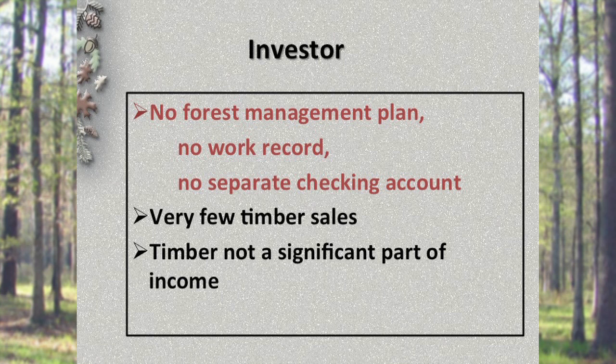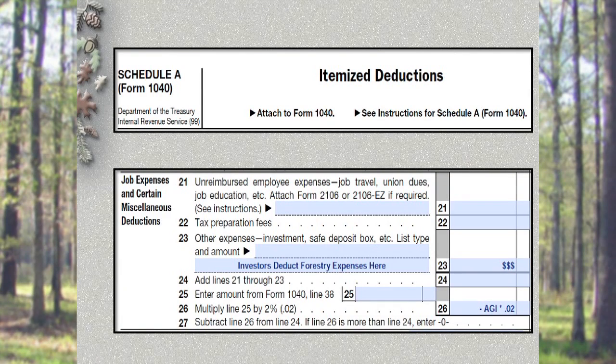If you don't have very many timber sales, and timber is not a very important part of your income stream, you probably are an investor and probably just go ahead and pay more taxes and enjoy life a little bit more. Here's an example of Schedule A where an investor would be deducting their expenses on line 23 as what they call other investment expenses.